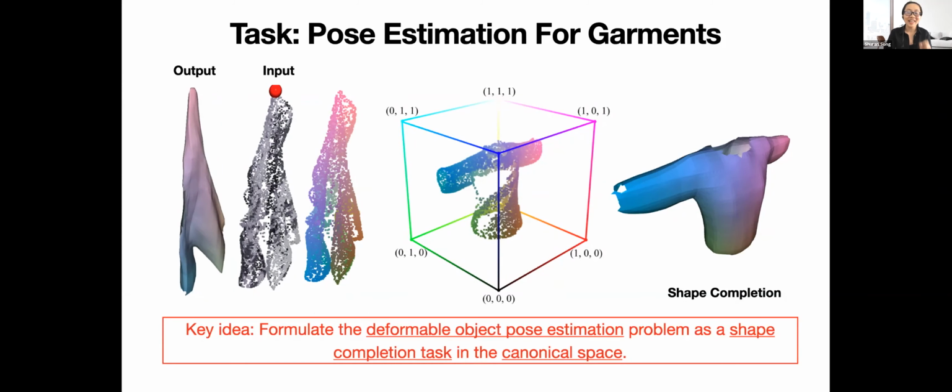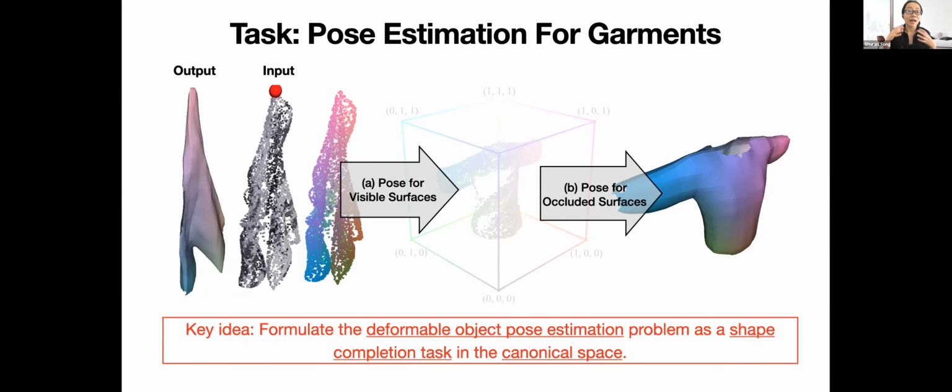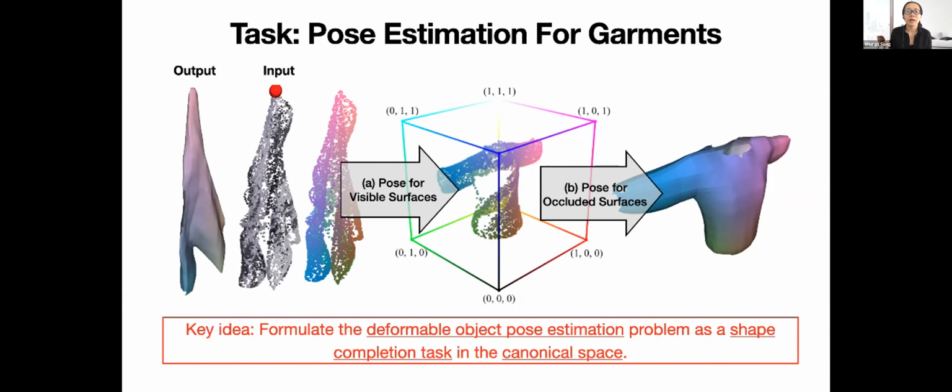To summarize, the key idea for this project is to formulate the task of deformable object pose estimation as a shape completion task in the canonical space. First, by mapping the observed points into this canonical space, we estimate the pose for all observed points. Then by completing the shape in this canonical space, we estimate the pose for all the unobserved surfaces as well. And since the completion happens in the canonical space, the algorithm can leverage a much stronger shape prior that is invariant to object configurations. This is really the key idea of the project and also the approach.